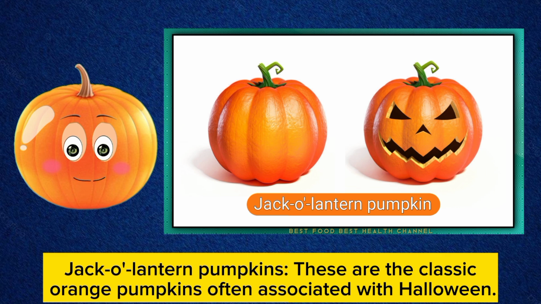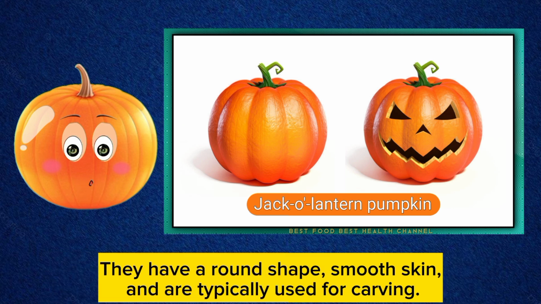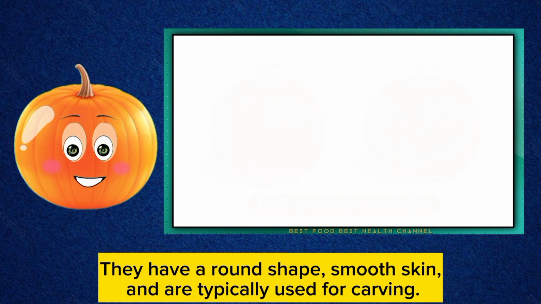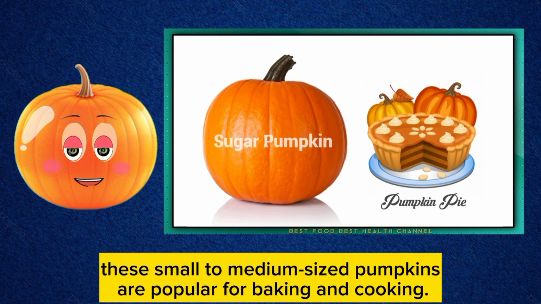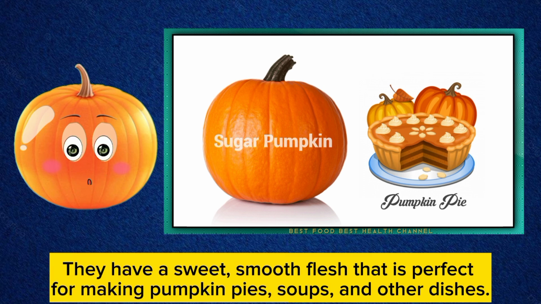Jack-o'-lantern pumpkins. These are the classic, orange pumpkins often associated with Halloween. They have a round shape, smooth skin, and are typically used for carving. Sugar pumpkins, also known as pie pumpkins. These small to medium-sized pumpkins are popular for baking and cooking. They have a sweet, smooth flesh that is perfect for making pumpkin pies, soups, and other dishes.